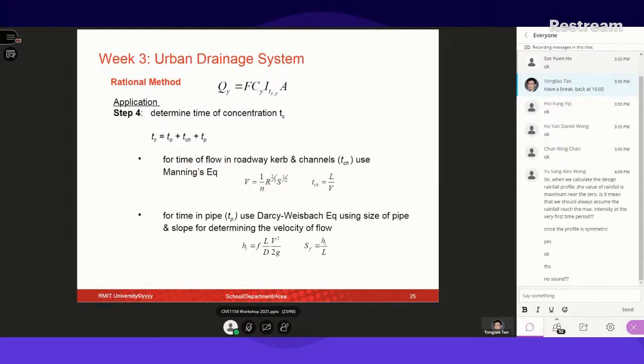Manning's roughness coefficient is not dimensionless, which means it has units. The unit is time over length to the 1/3 power. The Manning's N values are often selected from tables, but can also be calculated from field measurements.